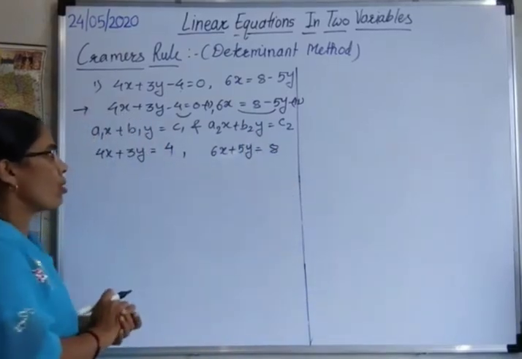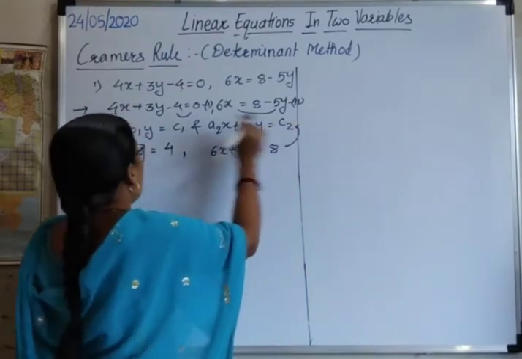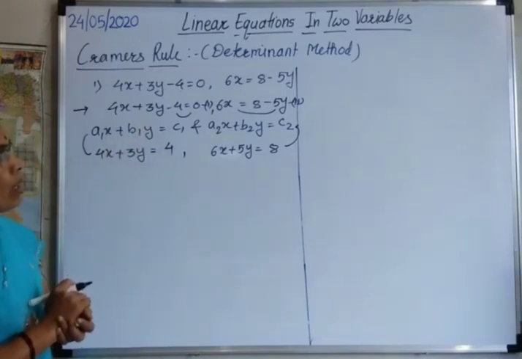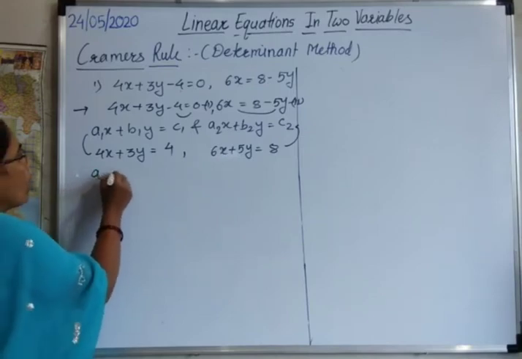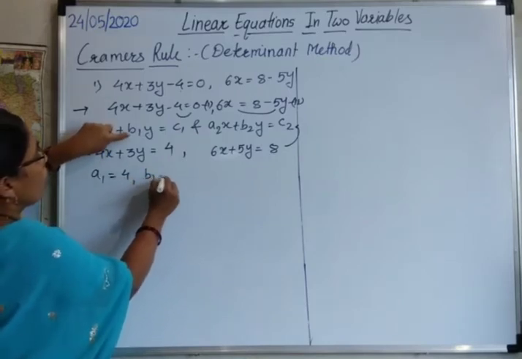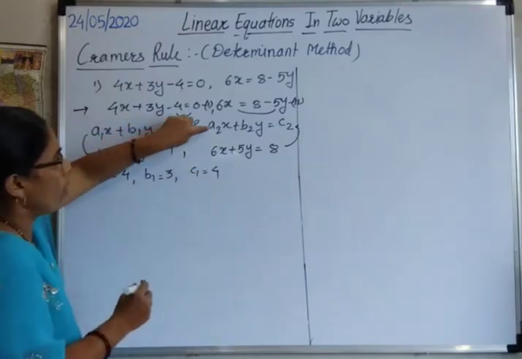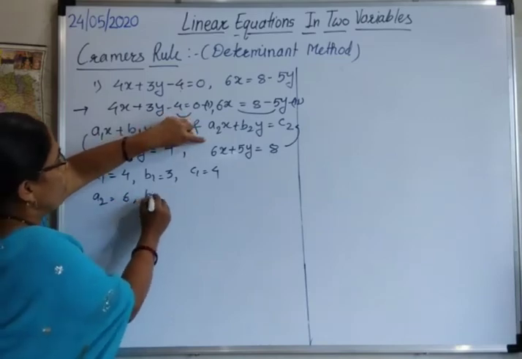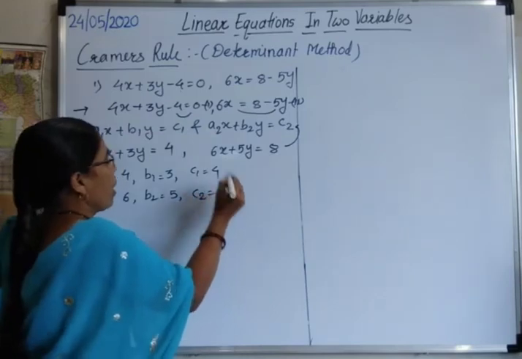Now here we got these two equations. We have to compare these equations with a1x plus b1y is equal to c1 and a2x plus b2y is equal to c2. Comparing with this, we can get the value of a1 is equal to 4, b1 is equal to 3 and c1 is equal to 4. The value of a2 is 6, b2 is equal to 5 and c2 is equal to 8.